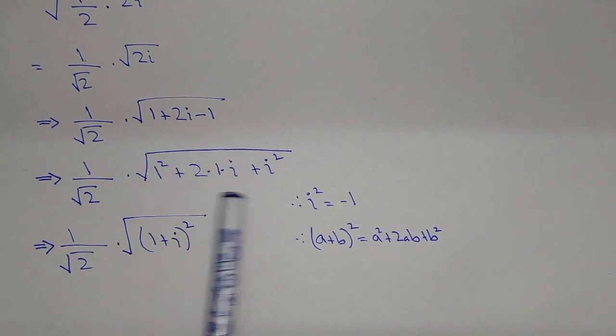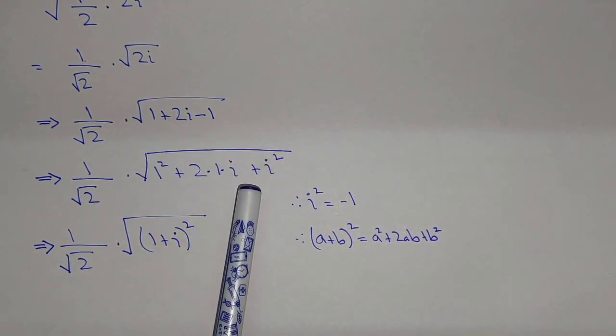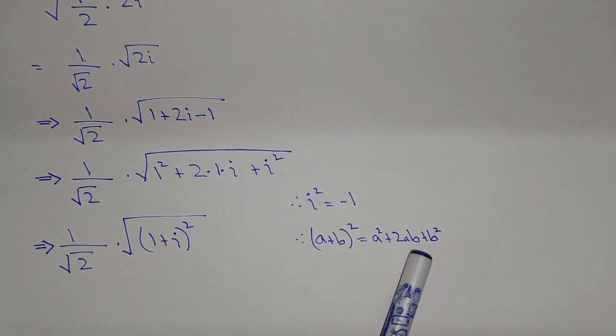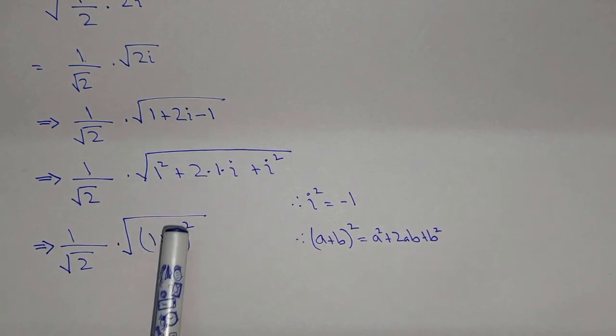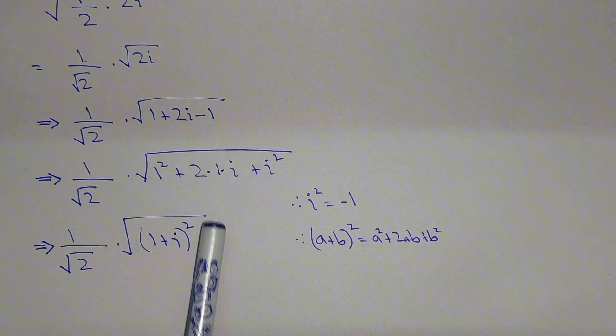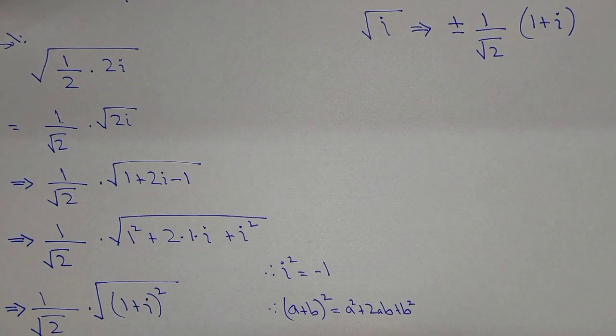So why are we doing this? Just because we want to convert it into the formula (a plus b) whole square, that is equal to a square plus 2ab plus b square. So the same we are doing over here. So this will be the same: 1 over under root 2 into, in the under root we have (1 plus i) whole square.